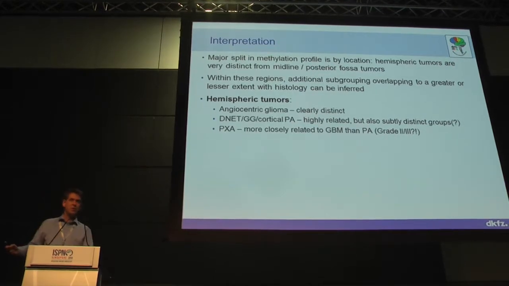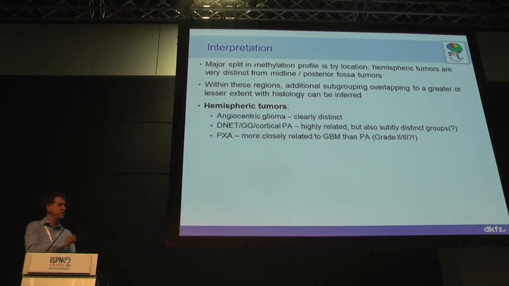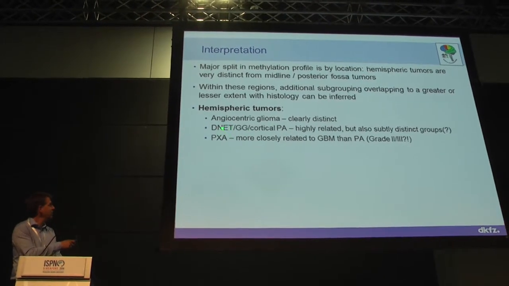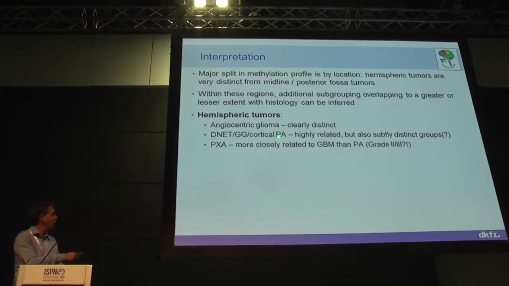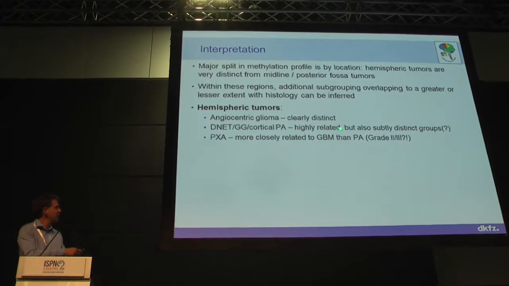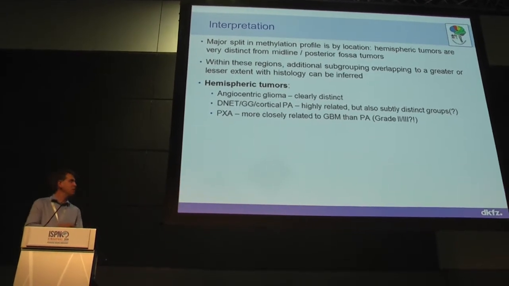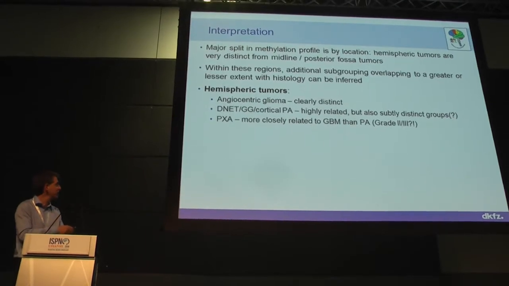If you go through the different compartments now, to start with the hemispheric tumors, the angiocentric gliomas, a very rare disease, seem to be a very clearly distinct biological group. The DNETs, gangliogliomas, and cortical PAs are also very similar to each other. They can be distinguished by the methylation fingerprinting.